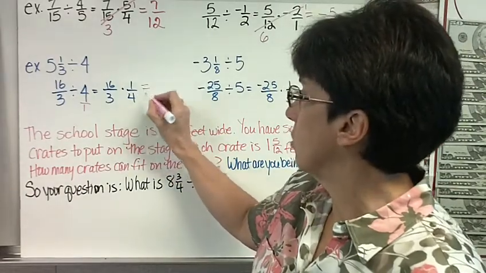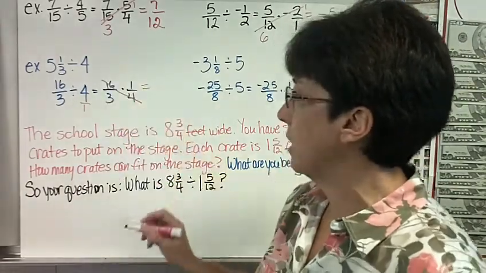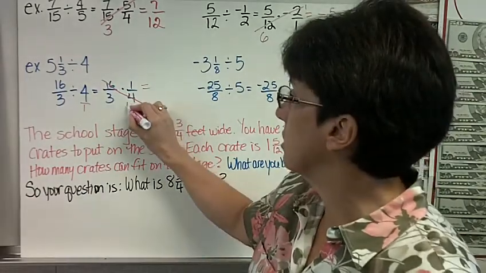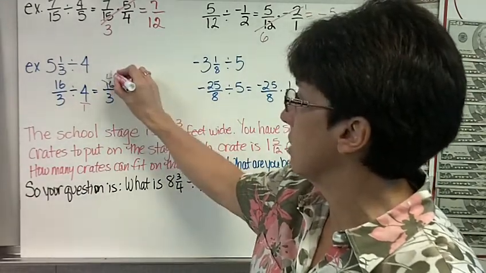So I'm just going to say equals, and then I'm going to say, oh, common factor. 4 goes into itself once. 4 goes into 16 4 times.